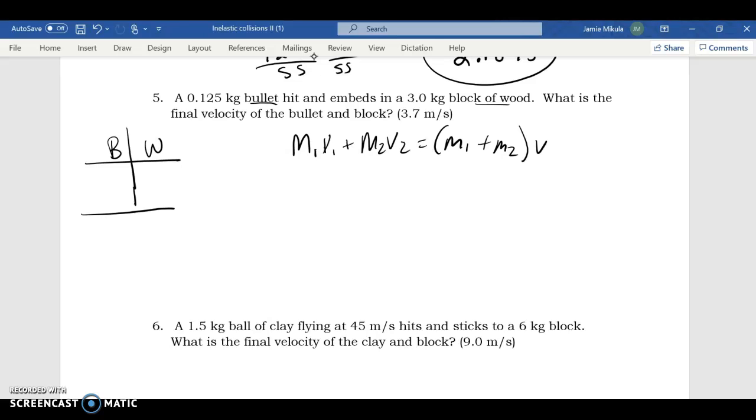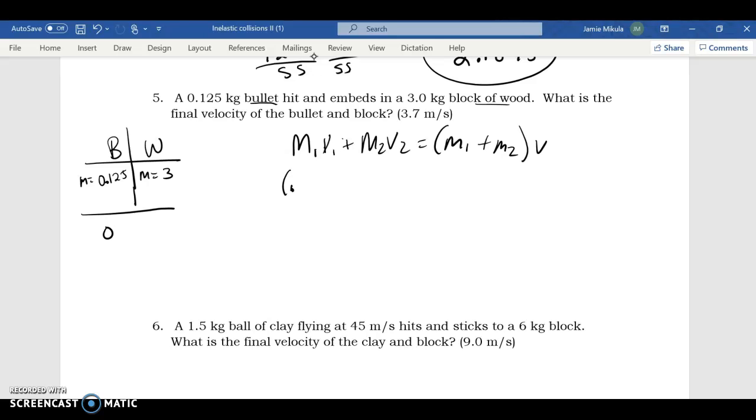So let's see. The bullet's mass is 0.125. The wood has a mass of 3. What is the final velocity of the bullet and block? All right, so they embed into each other. So I guess what it's saying, sorry, I'm trying to read into this one. I guess they've got to start apart. And I'm not sure about this one because, all right, let me just work it out.